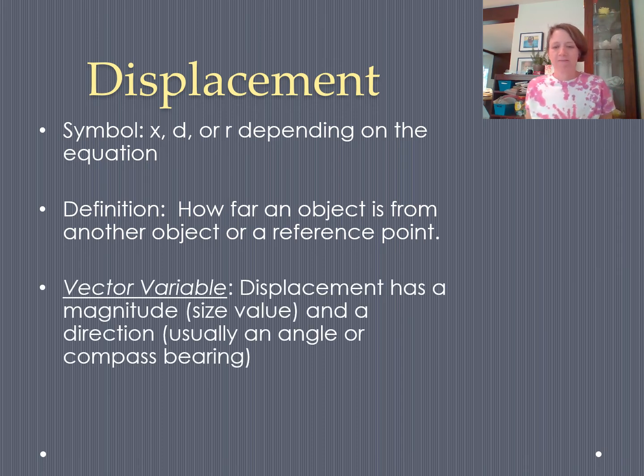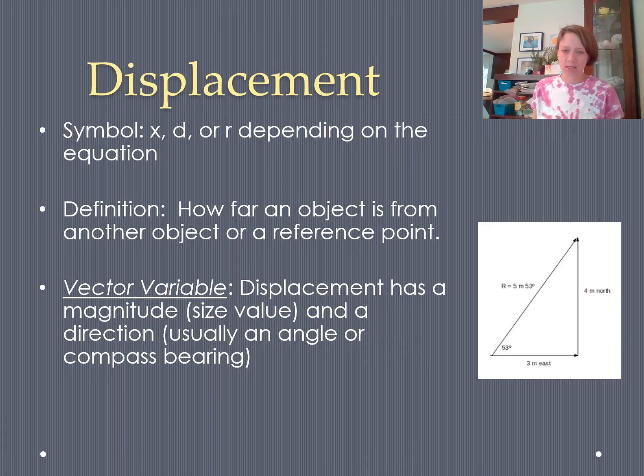Displacement is known as a vector variable, which means it has a magnitude, which is another name for size, how big something is, and it also has a direction. That direction in this class is typically either an angle measured in degrees, or it could be a compass bearing like north, south, east, and west. So for example, in the diagram shown, if you took the bottom path to the right, just that first little segment, you would have a displacement of 3 meters to the east from your original starting point.